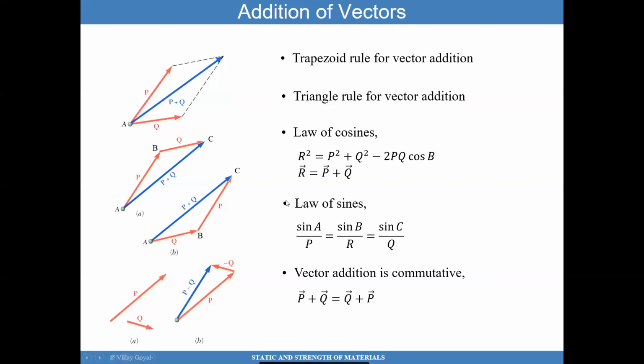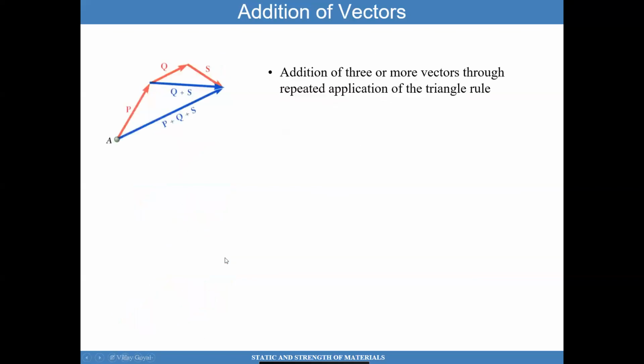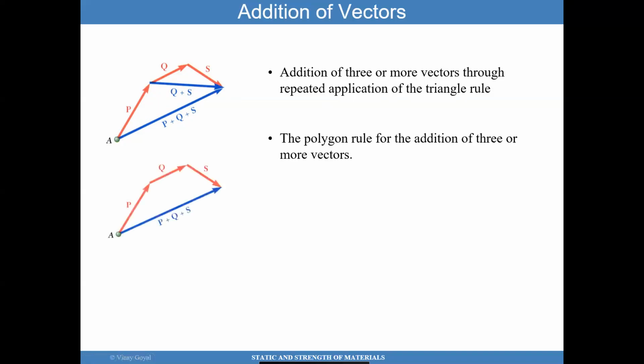For example, here I have P plus Q, but here I have Q plus P, yet the resultant R is the same. You can also apply these additions of vectors through repeated application of the triangle rule. And so in this example, I have vectors P, Q, and S. I can add Q and S first to get this vector Q plus S, and then I can add P plus Q plus S to get this resultant vector P plus Q plus S. So repeated application of the triangle rule is acceptable.